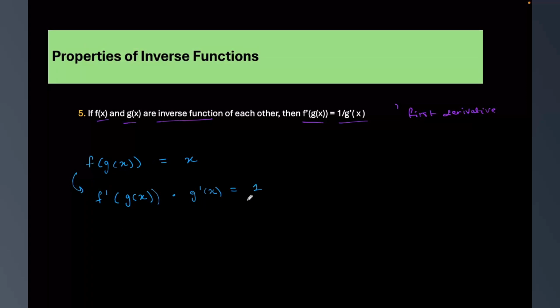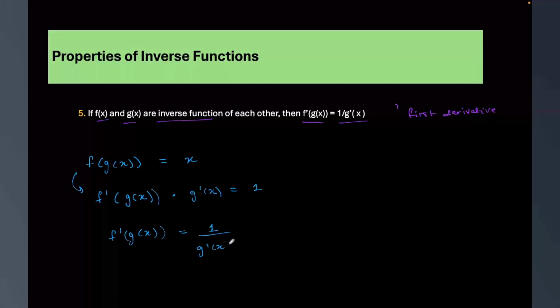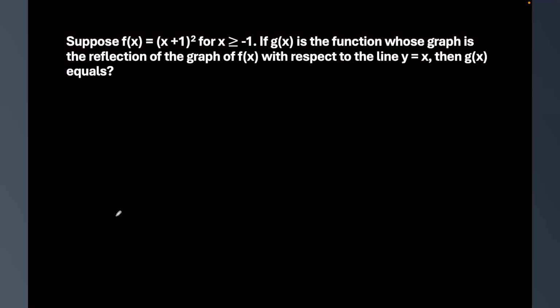Okay. Now if we divide by g dash x on both sides, what are we left with? Well, we're left with f dash of g of x is equal to 1 upon g dash of x. Again, this is kind of an overreaching property. It may be handy. There's no guarantee. I can't promise it. However, it's a good property to keep in mind, considering we do have a lot of calculus in our portion.